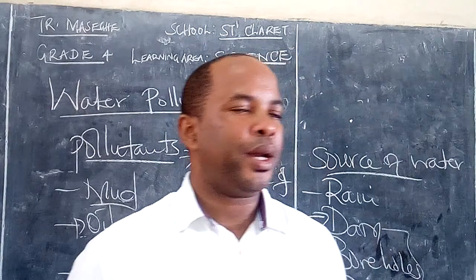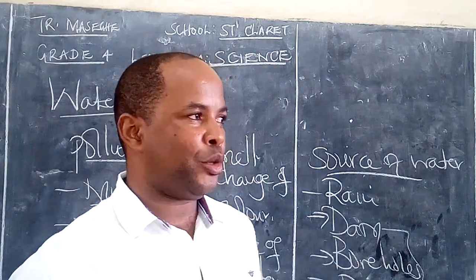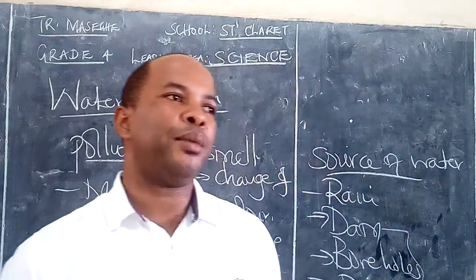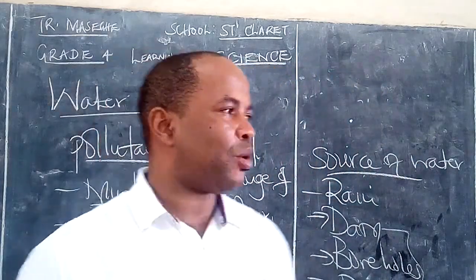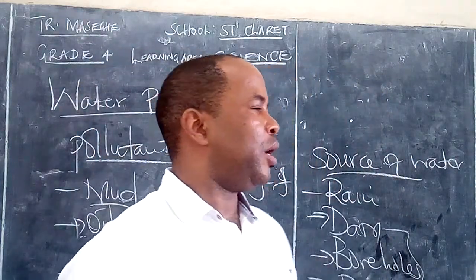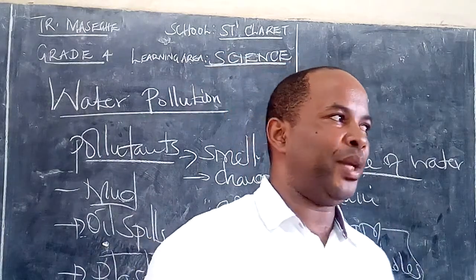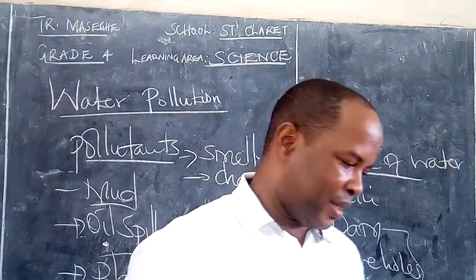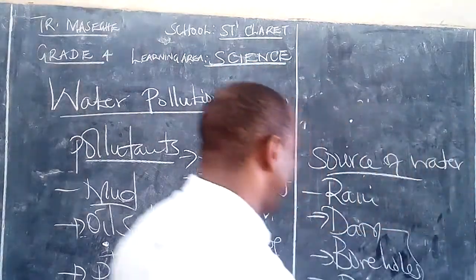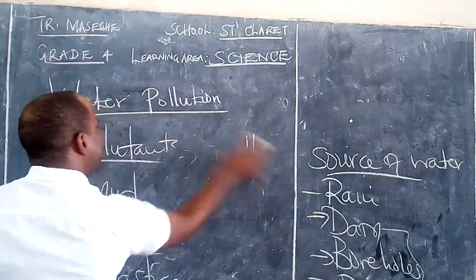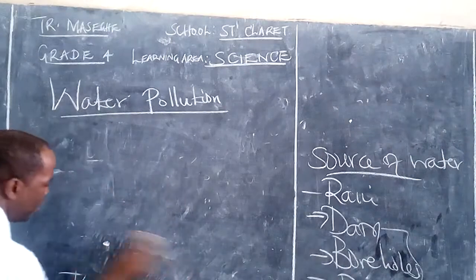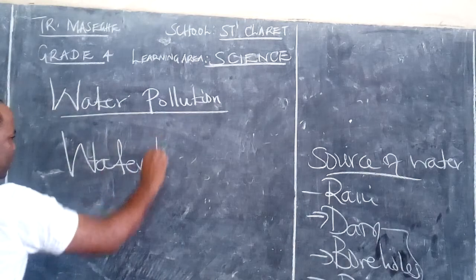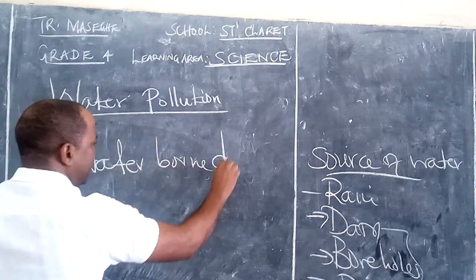Secondly, another effect of water pollution. You find that sometimes when chemicals, or let's talk about impurities, end up in water bodies, they might cause what we call waterborne diseases. Now, what are waterborne diseases? Or a disease that we are calling waterborne? Yes, what is waterborne disease?